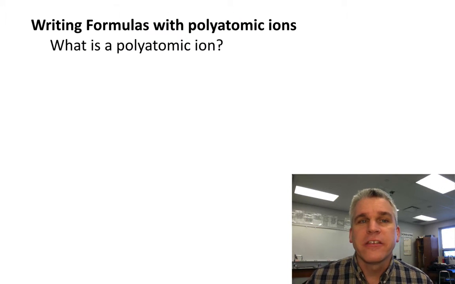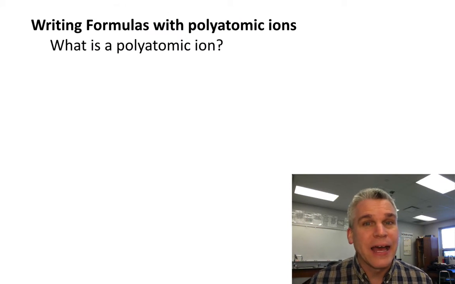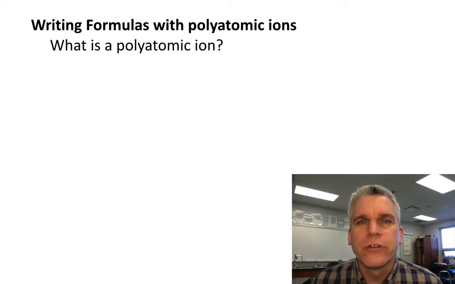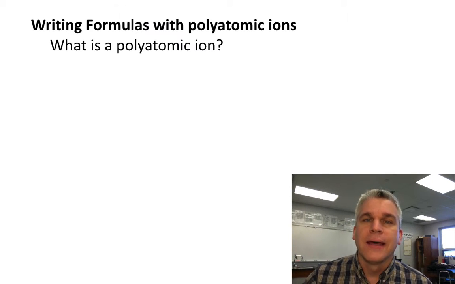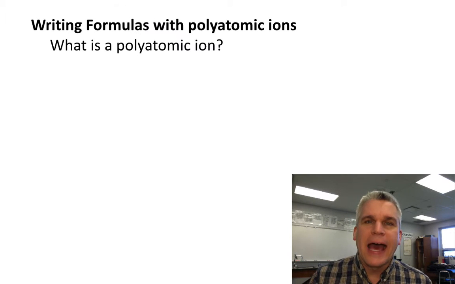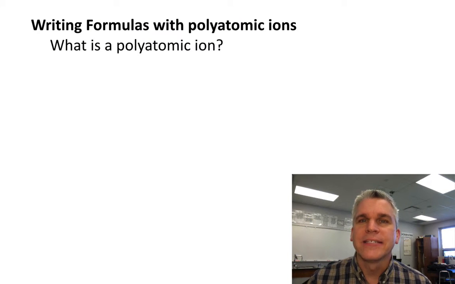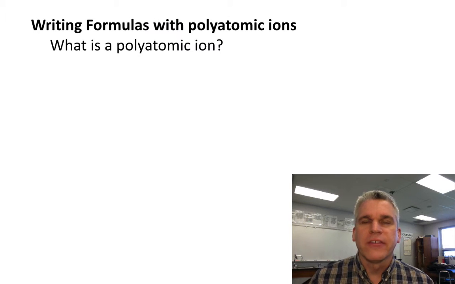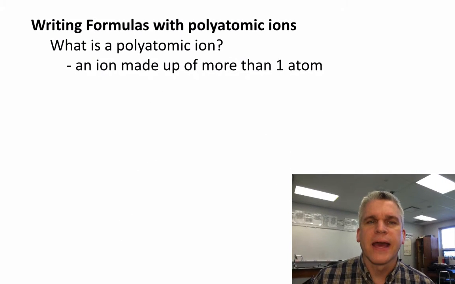And you're probably asking yourself, what is a polyatomic ion? Well, if we break this word down, poly means many, atomic means atoms. So this is simply an ion that is made up of many atoms. Remember, an ion is an electrically charged particle, either positive or negative. And we looked at things like sodium and chlorine and potassium, but those were single elements. A polyatomic ion is made up of more than just one atom.